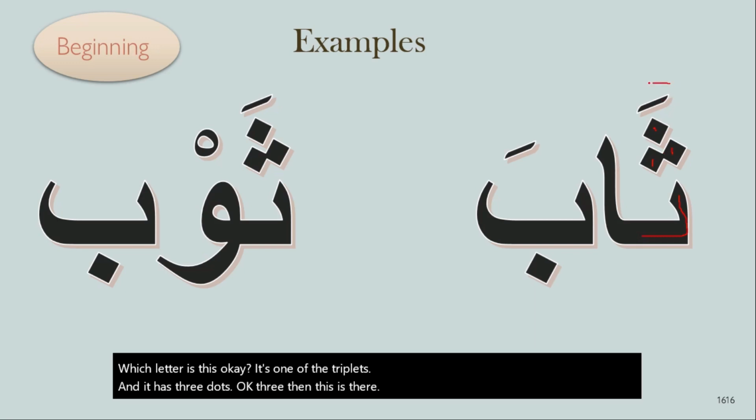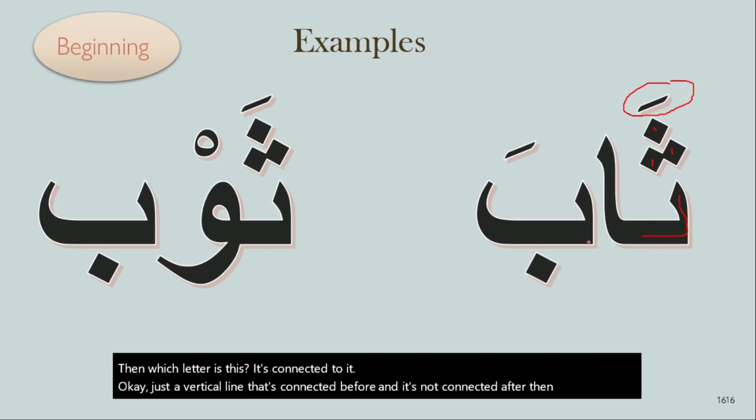It has fatha above, so we will open the mouth, so Thaa. Then which letter is this? It's connected to it. Okay, just a vertical line that's connected before and it's not connected after, then this is alif.